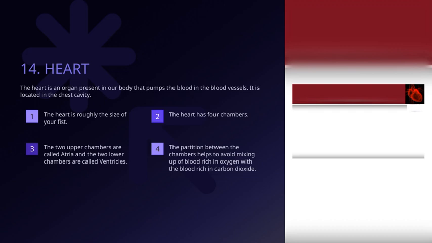The heart has 4 chambers in total, 2 upper chambers called atria and 2 lower chambers called ventricles. These chambers work together to ensure efficient blood flow. The partition or wall between these chambers plays a crucial role. It prevents the mixing of oxygen-rich blood with blood that contains more carbon dioxide, which is vital for maintaining proper circulation and oxygen delivery throughout the body. Connecting these points to what we've discussed about the circulatory system, the heart's structure is perfectly designed to support its key role in keeping us alive and healthy.